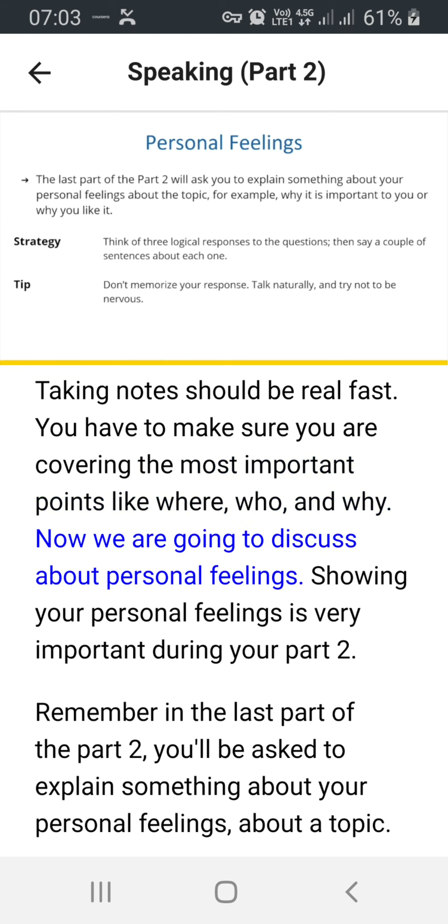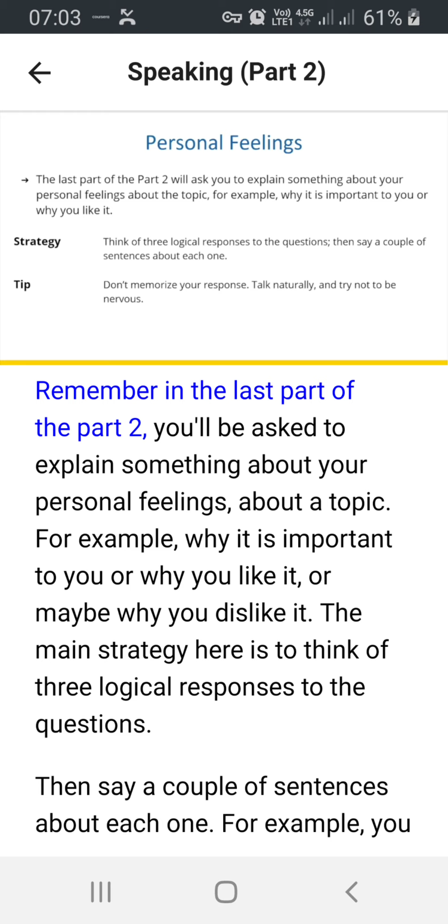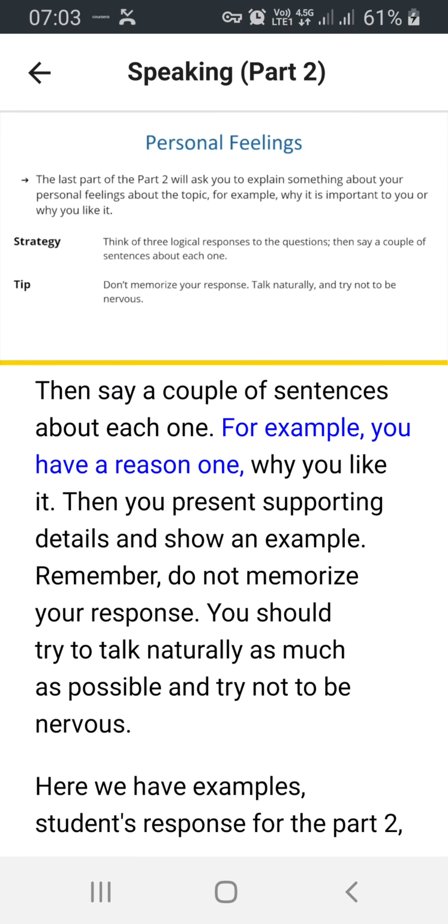Now we're going to discuss personal feelings. Showing your personal feelings is very important during your part 2. And remember, in the last part of the part 2, you'll be asked to explain something about your personal feelings about the topic. For example, why it is important to you, or why you like it, or maybe why you dislike it. So the main strategy here is to think of 3 logical responses to the questions, then say a couple of sentences about each one. So for example, you have a reason 1, why you like it, then you present supporting details and show an example. And remember, do not memorize your response. You should try to talk naturally as much as possible and try not to be nervous.